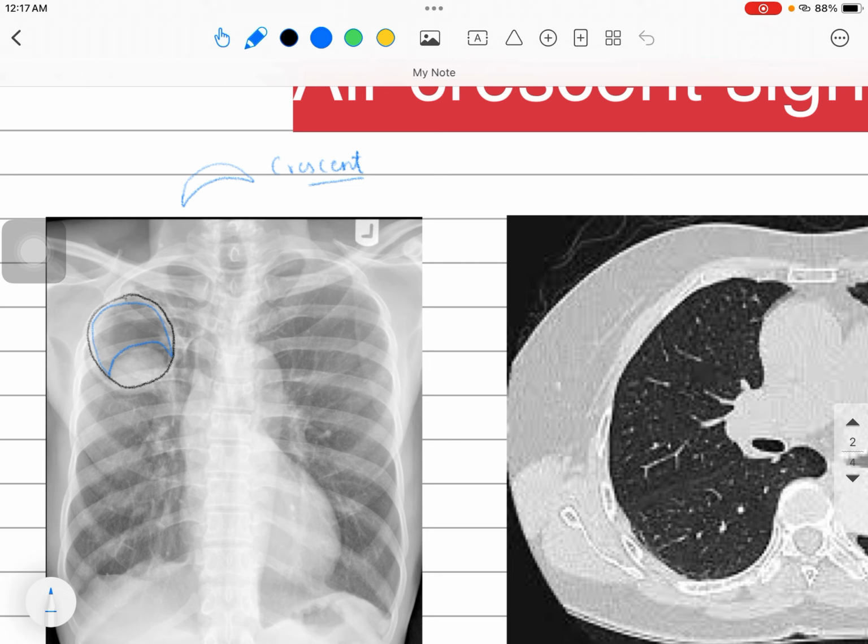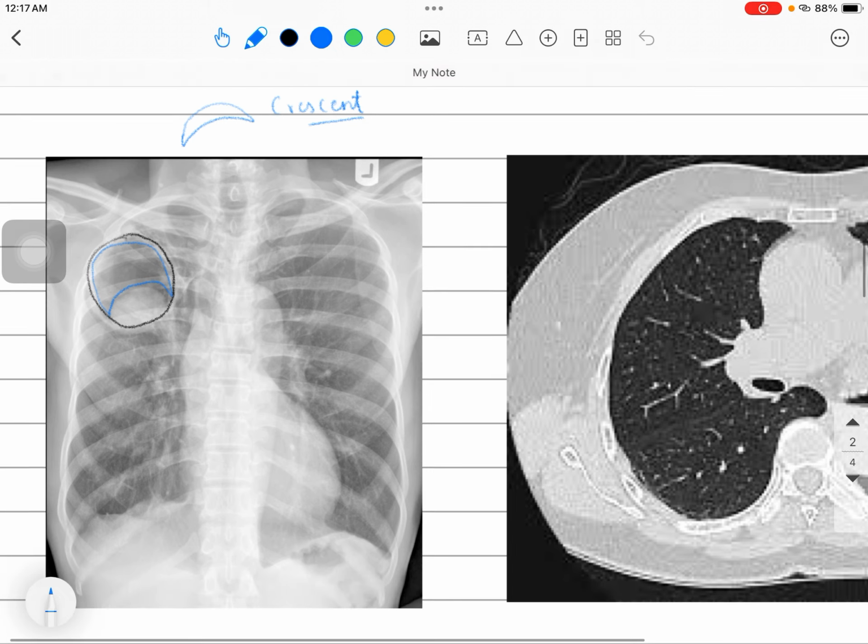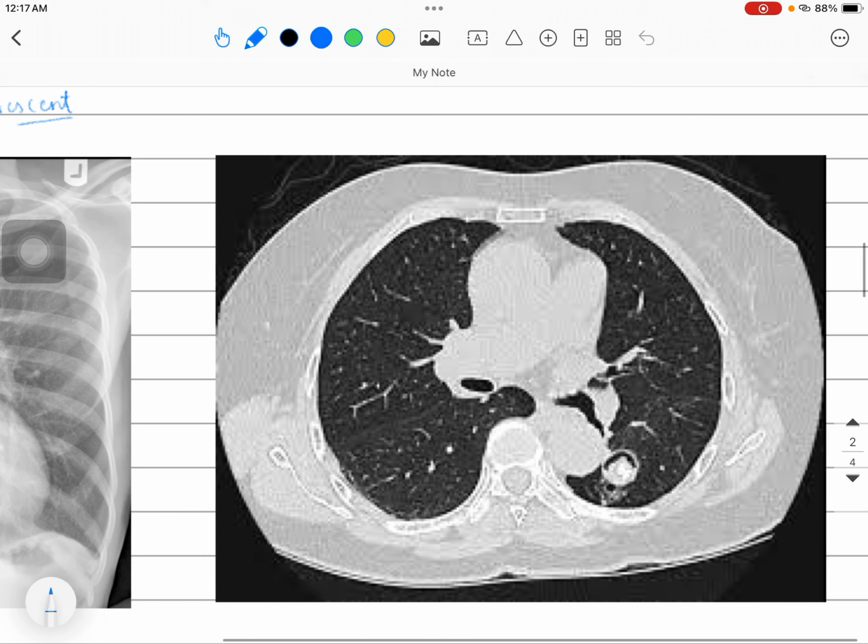So a crescent sign appears as a crescent of air which is surrounding the soft tissue mass in a cavity, that can be a pulmonary cavity. It can be appreciated in the X-ray. For example, right now I am showing the crescent sign in the X-ray, and likewise the crescent sign can be appreciated better in the CT scan. For example, if you look at this particular CT scan, here we can see this pulmonary cavity.